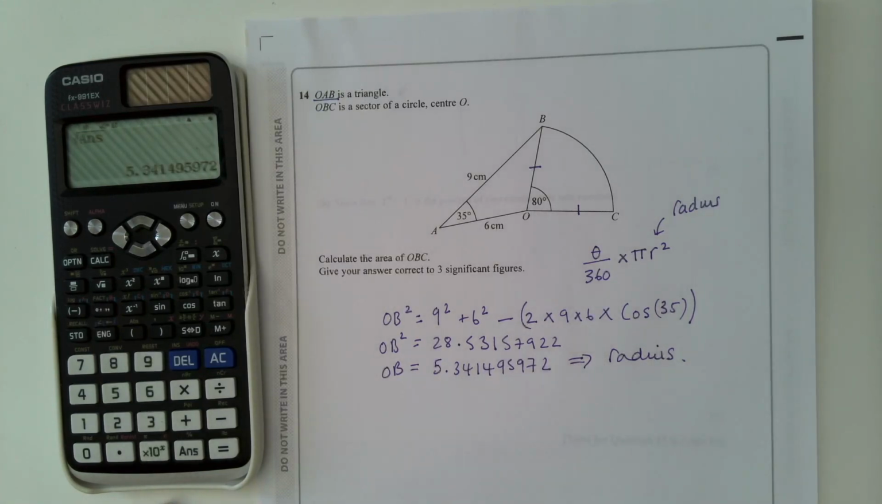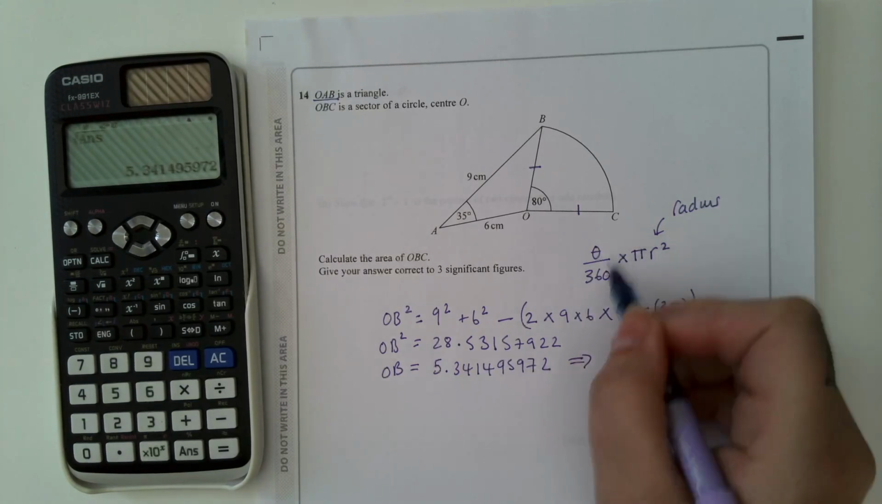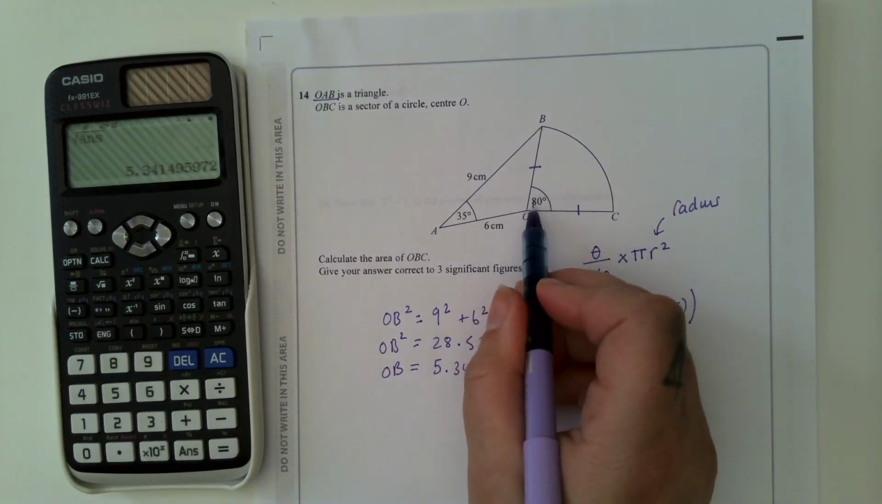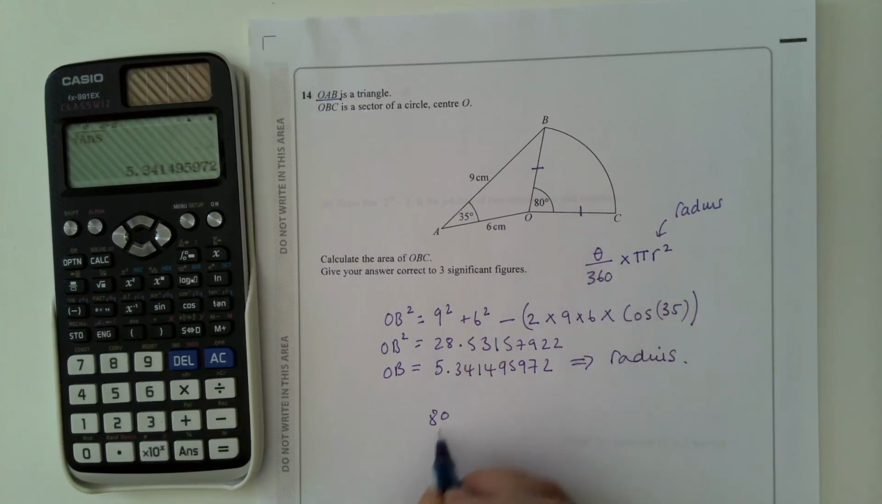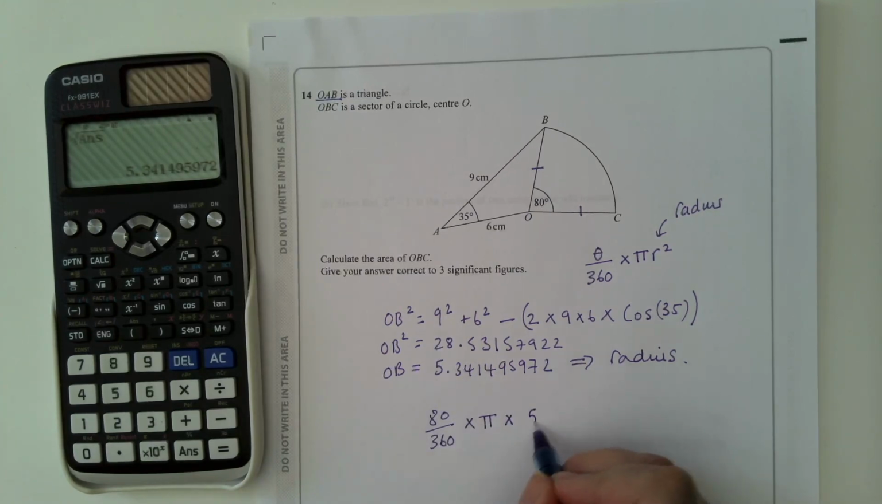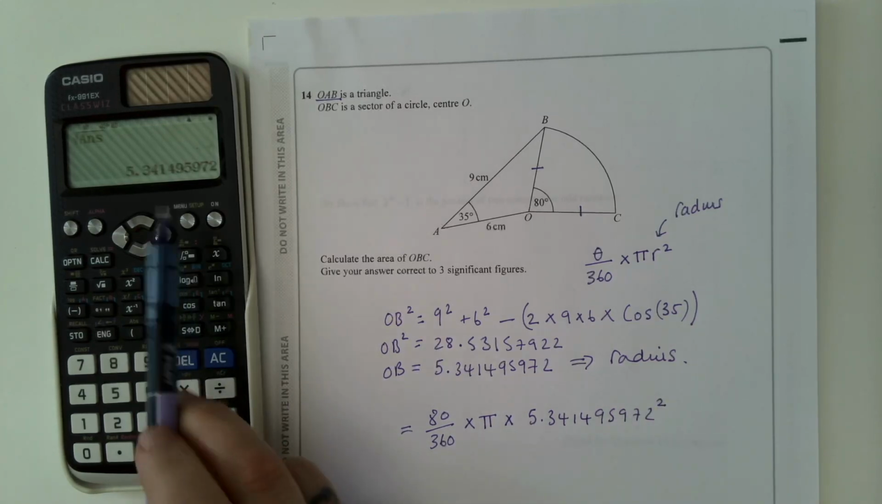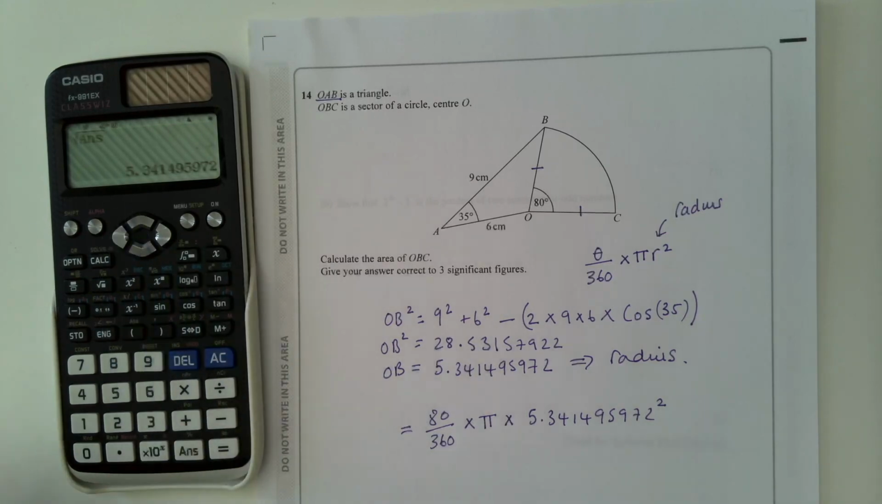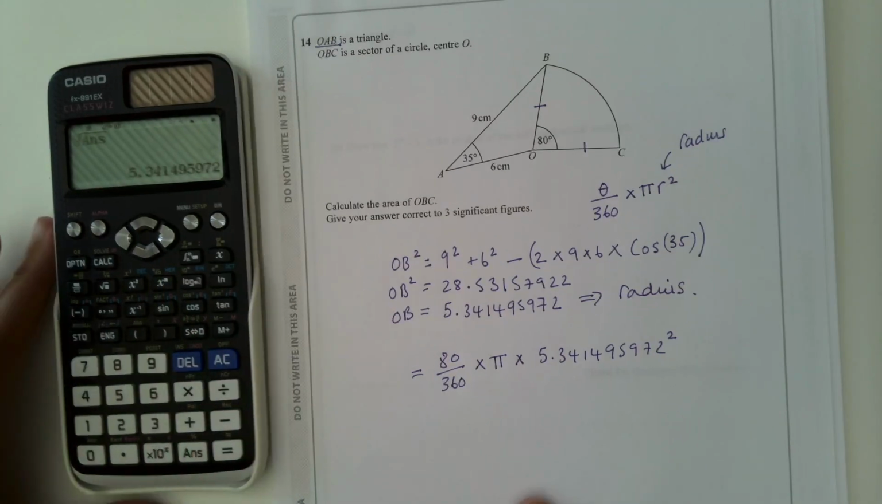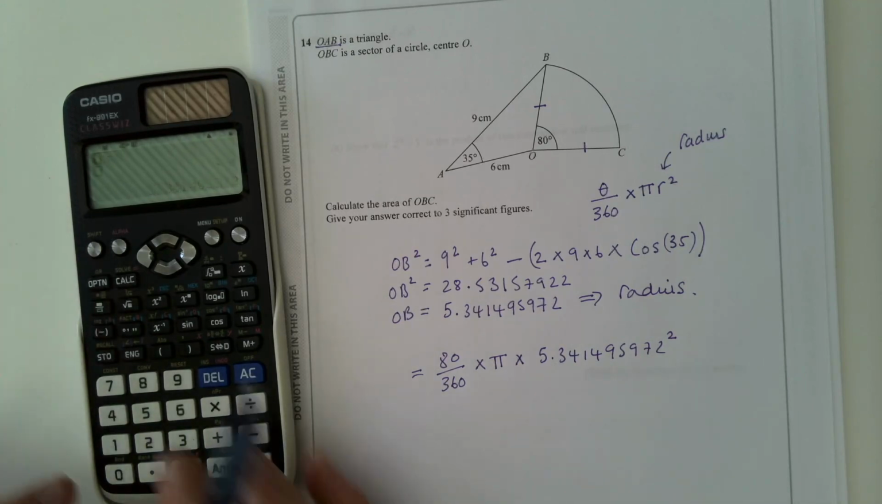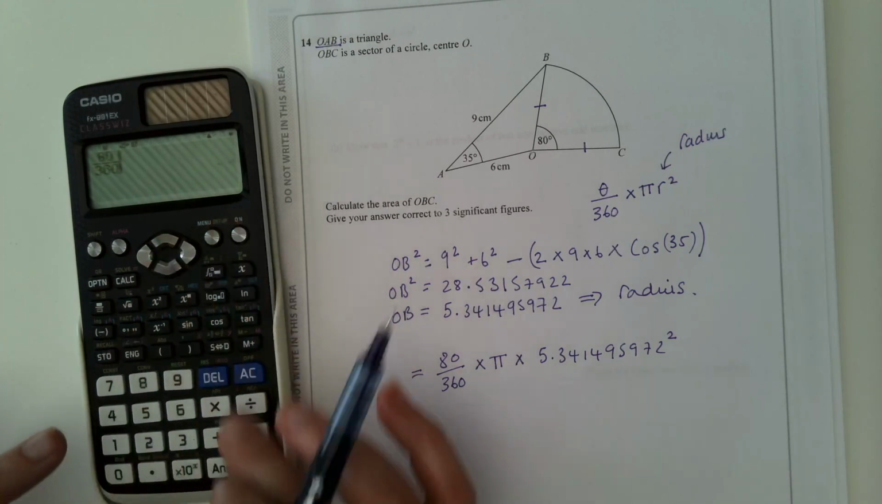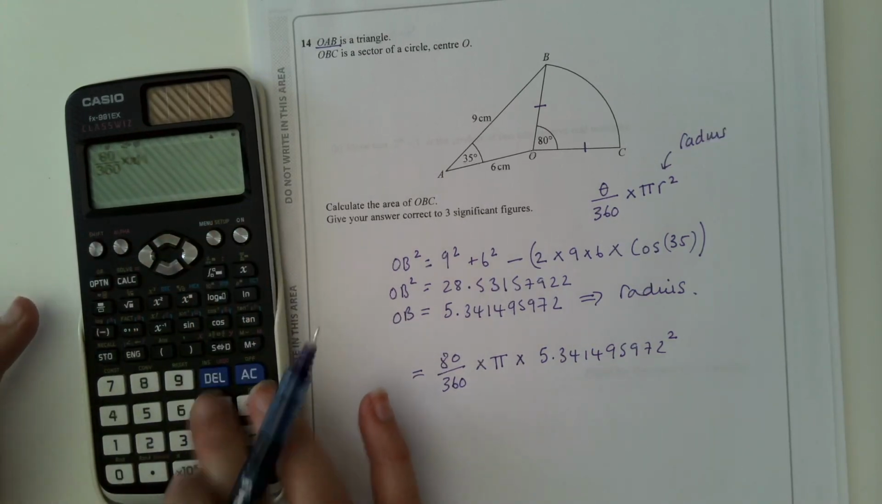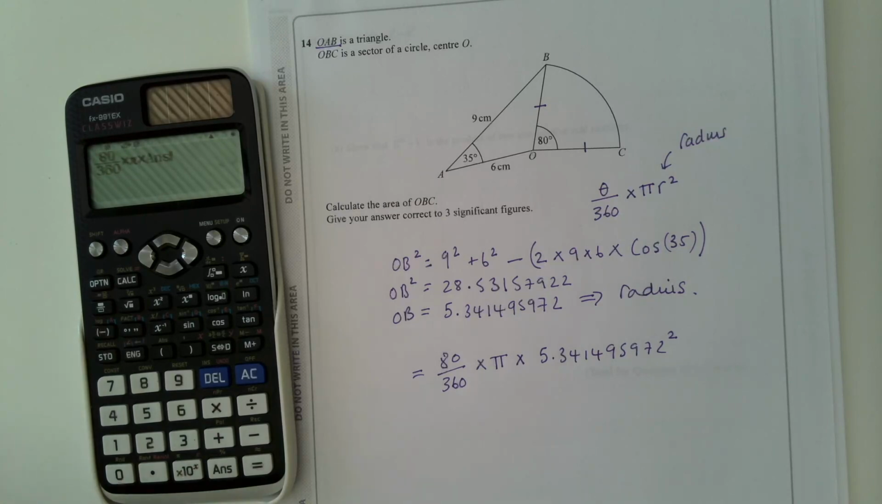So now I'm going to substitute the radius of the sector into this formula. The angle inside that sector is 80. So it's going to be 80 over 360 multiplied by pi multiplied by the radius squared. And because I haven't cleared my calculator, that's going to make it easy. So don't clear your calculator at this point, because then you're not going to have to enter all of this in. So we're going to put 80 over 360 times pi times the answer, because I didn't clear that answer for the radius, squared, and press equal.